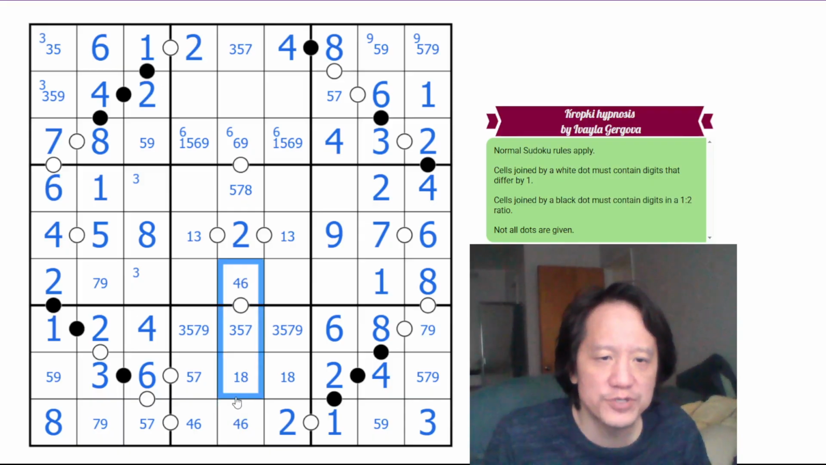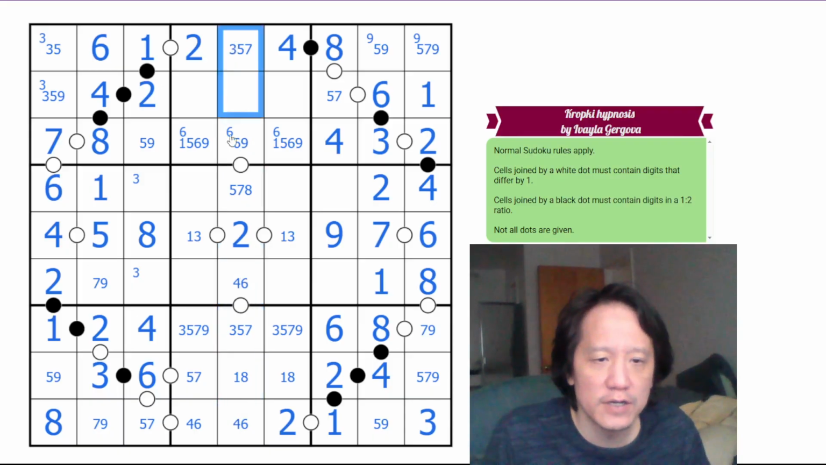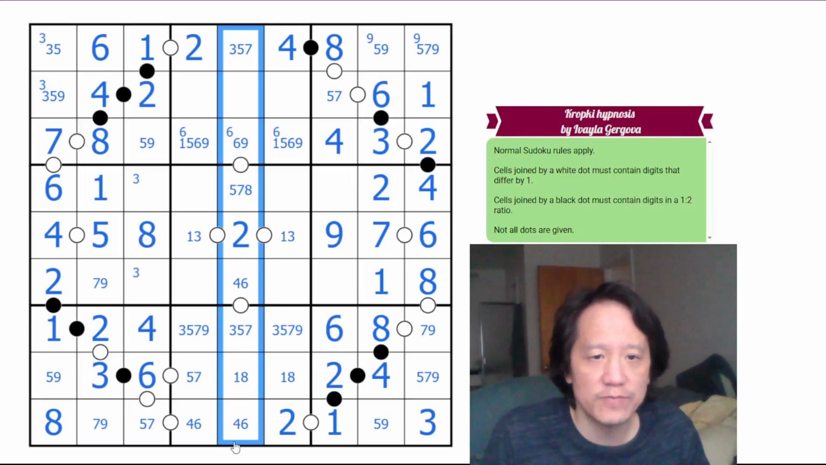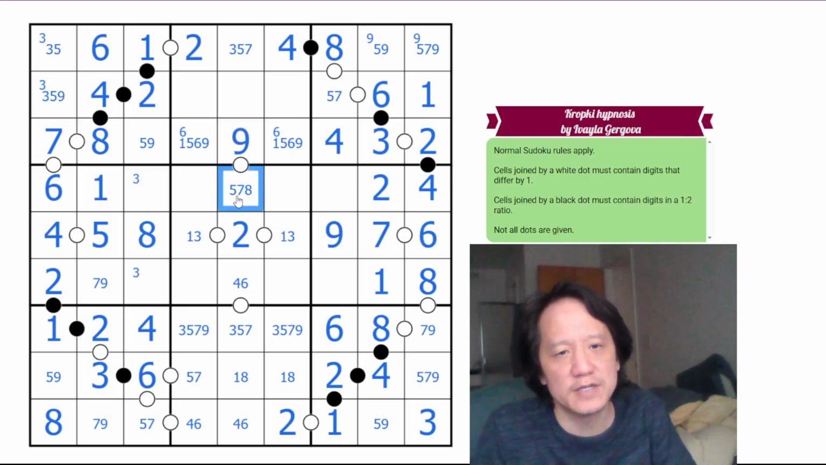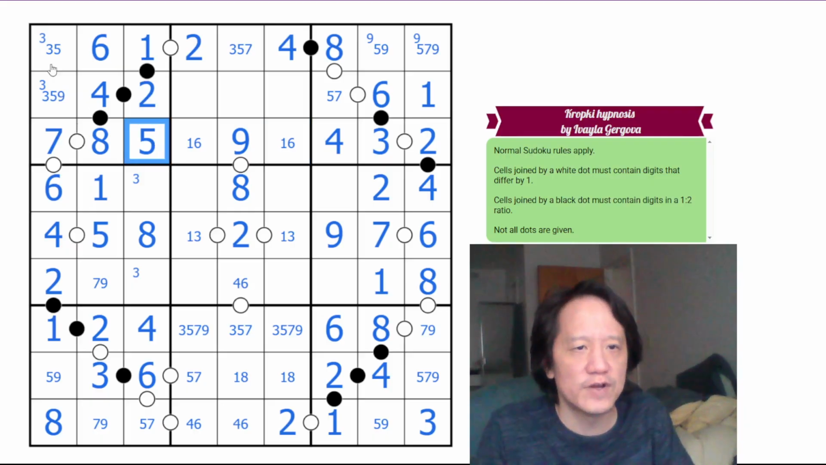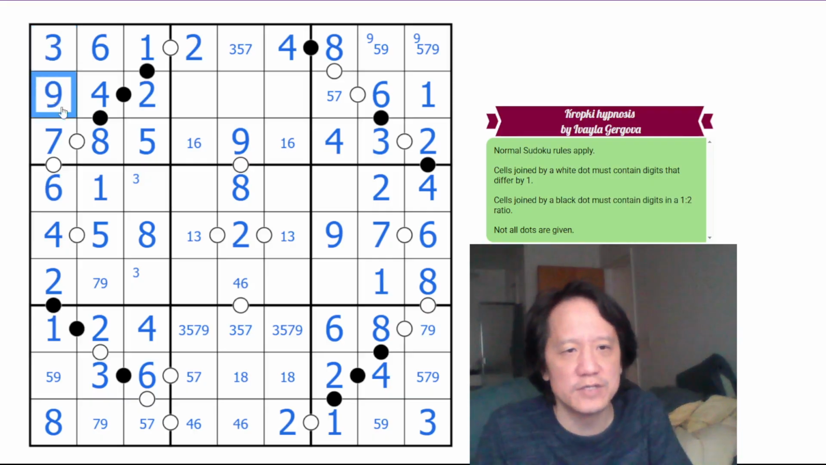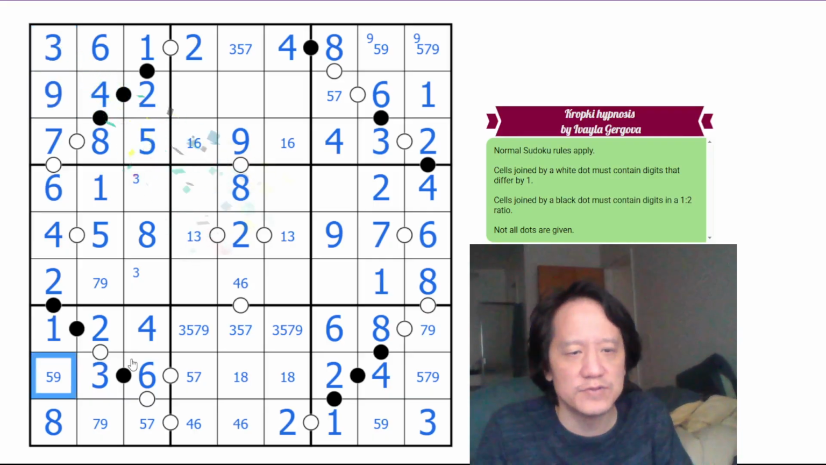We have a 4, 6, 4, 6 pair in column 5, which eliminates 4 and 6 in the rest of the column. This can't be 6, so this must be 9, which makes this 8. That 9 eliminates 9 here, so it's 5. This can no longer be 5 or 9, so it's 1, 6 as a pair. This 5 eliminates 5 in the rest of the box, so this can't be 5. This is 3, this is 9. That leaves this as a 5.